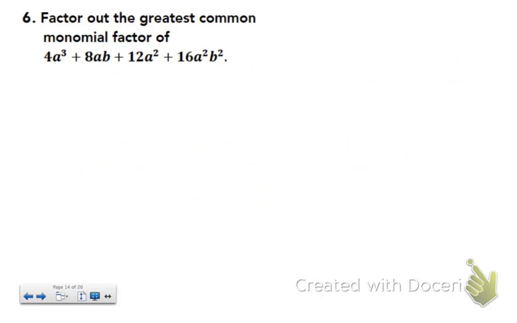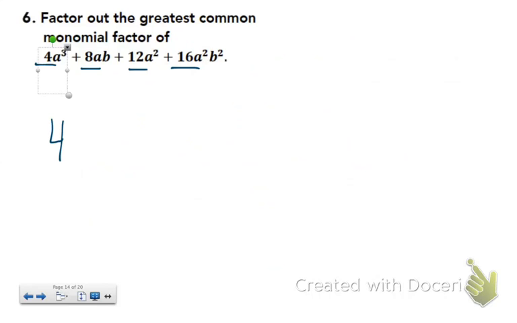Alright, factor out the greatest common monomial factor. So remember, this means that it's kind of like undoing the distribution. You're taking out the greatest common factor. So I like to think about it in two parts. You have the number part. So in other words, 4, 8, 12, and 16. I want to think about what's their greatest common factor. Well, 4 will go into all of those. And then variable-wise, what's the biggest thing that will go in?